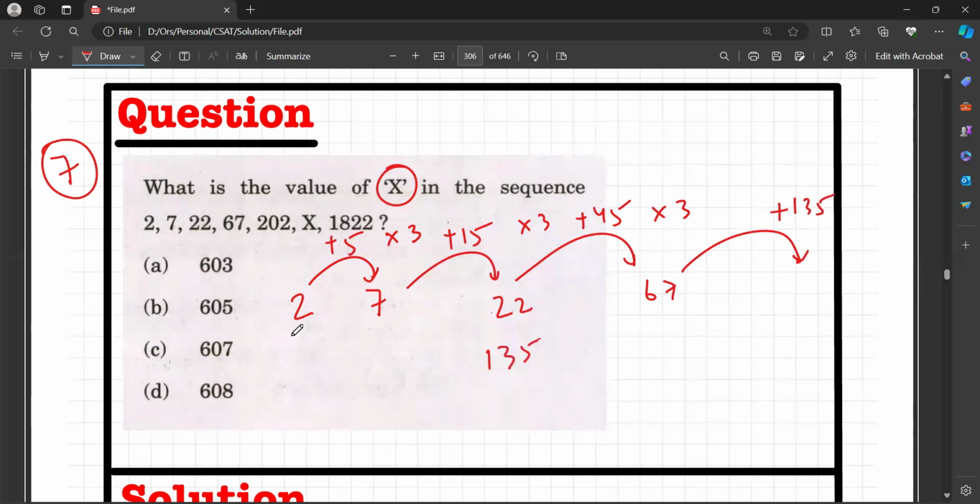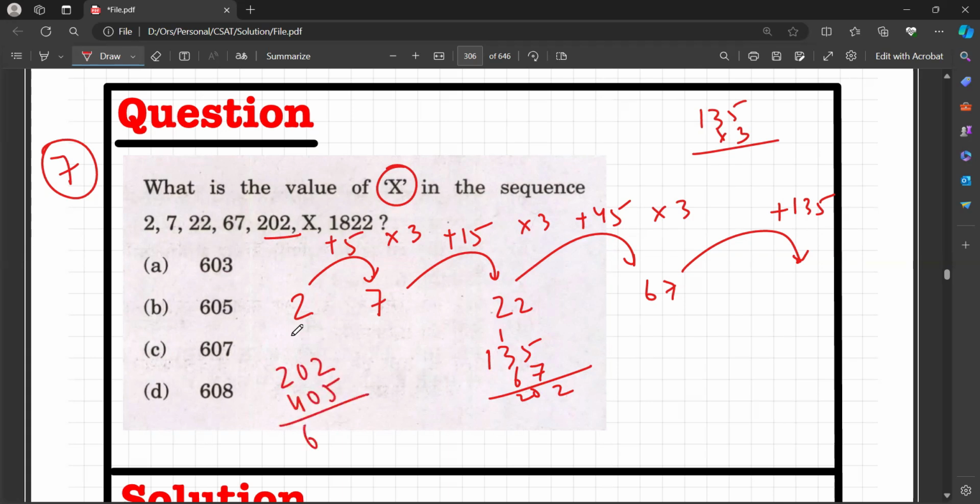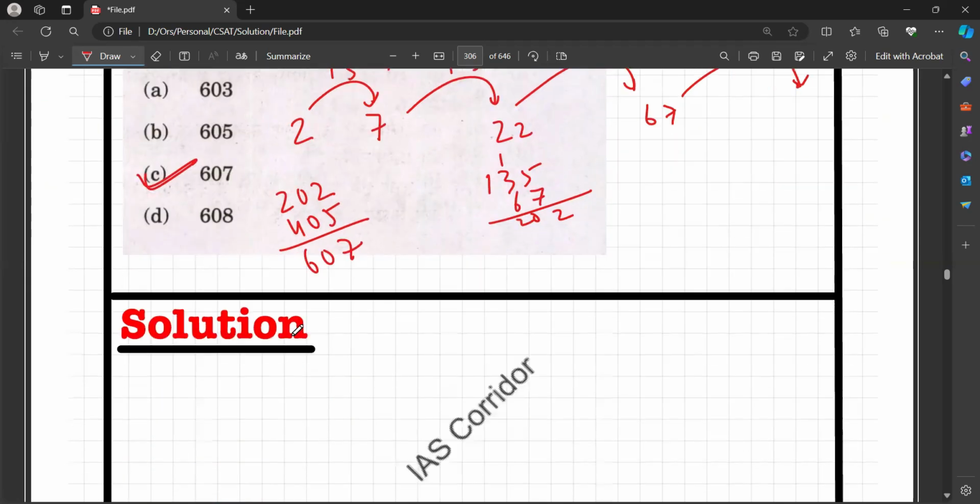135 plus 67 will be what? 7, 5, 12, 2 taken 1, 6, 3, 9, 1, 10, 0 taken 1, 202. Look, it is 202. Similarly, 135 into 3 will be what? 130 into 3 is 390. 390 plus 15, 405. Clear? 405 will be added to 202. So you get the answer as 607. Got it? Clear? Proceed to the next problem.